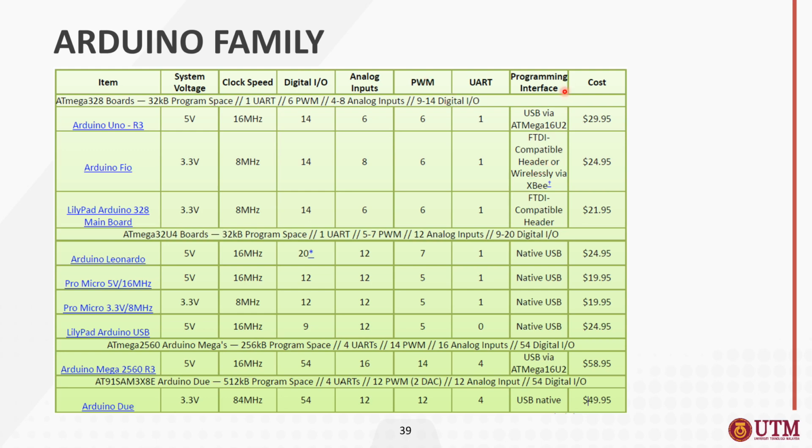The programming interface, for example, is USB via Mega 16U2, and this is USB native. You can program directly from the USB via Mega 16U2. If I'm not mistaken, the Mega 16U2 has a bootloader that is already incorporated inside your Arduino. As you can see, the cost of the original Arduino Uno is about 29.95 USD, Arduino Mega is 58 USD, and Arduino Due is 49 USD. But I think you can get cheaper Arduinos from online shopping and from stores.